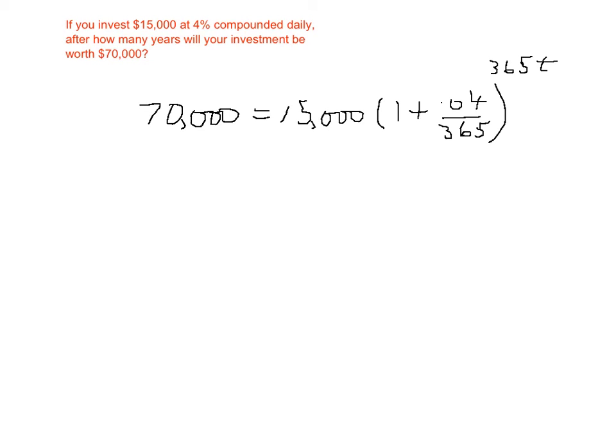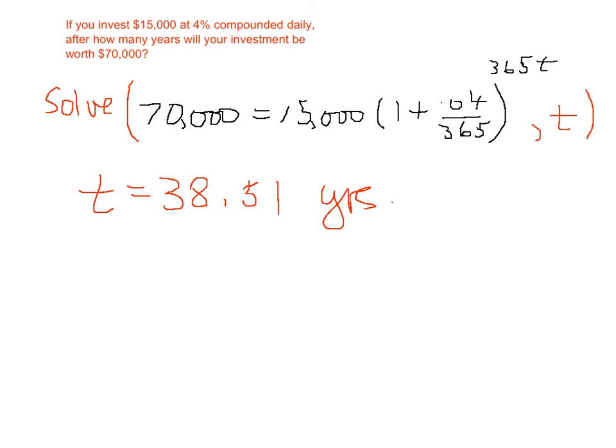However, you do have an Inspire. And the way you solve this on Inspire is simply to execute the following command. Solve that whole equation for t. So, set it up, press pause, solve the equation, and let's see if we agree. I'll be right back. So, if you execute this command correctly, you should get that t is equal to 38.51 years. So you've got to wait a long time for that $15,000 to grow to $70,000.